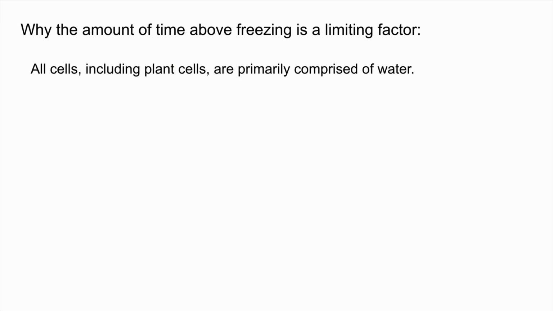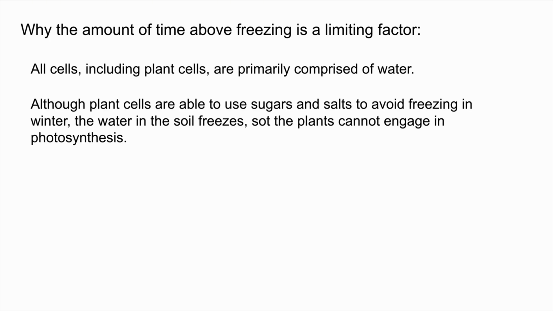So let's talk about why it is that time above freezing is a limiting factor. Well, all cells, including plant cells, are mostly made out of water, and when the temperature gets below 0 C, water freezes. This is a problem for cells because water expands when it freezes and it would rupture the cell. So plants have this trick where they pump water out of their cells and they increase the amount of sugar and salts, essentially turning themselves into antifreeze. If you studied chemistry, you probably learned about freezing point suppression. Well, they engage in that, but they can control that.